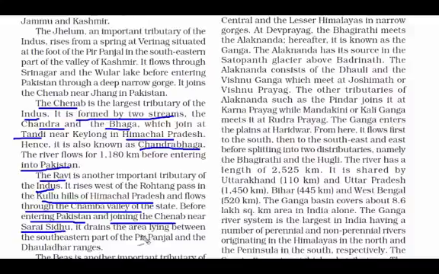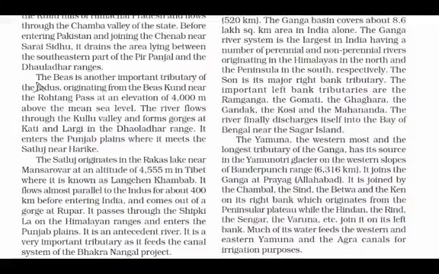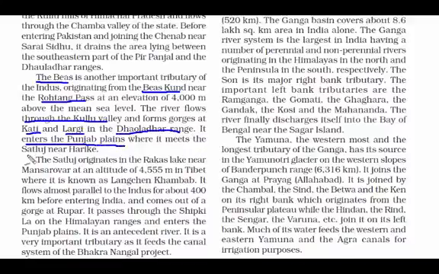It drains the area lying between the southeastern part of the Pir Panjal and the Dhauladhar ranges. And the fourth tributary of river Indus is the river Beas. It is another important tributary of the Indus. It starts from the Beas Kund near the Rohtang Pass, and then it flows through the Kullu Valley and forms gorges at Kati and Largi in the Dhauladhar range. Now when it enters the Punjab plain, it meets the river Satluj near Harike.